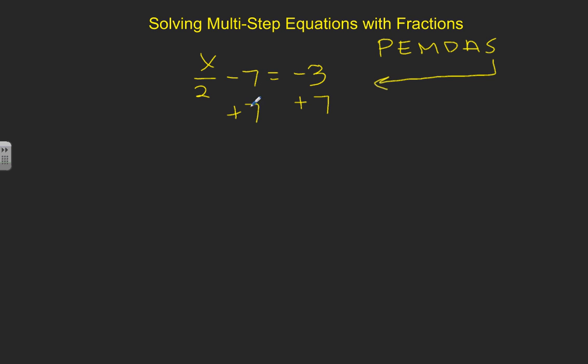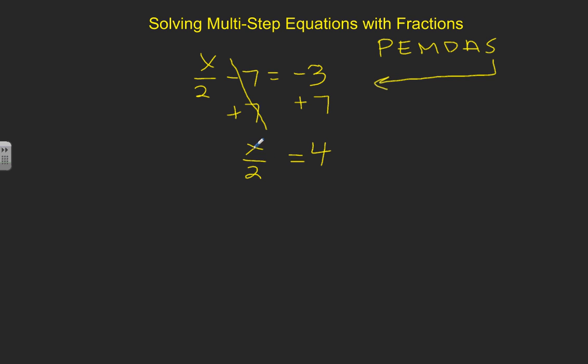So a +7 and a -7 cancel out and equal 0, and then a -3 and a +7 equal 4. So I'll bring down my equal sign now, I'll bring down my x over 2, and now I'm left with a one-step equation. So I have x over 2 equals 4. Now how in the world do I clear out this denominator?